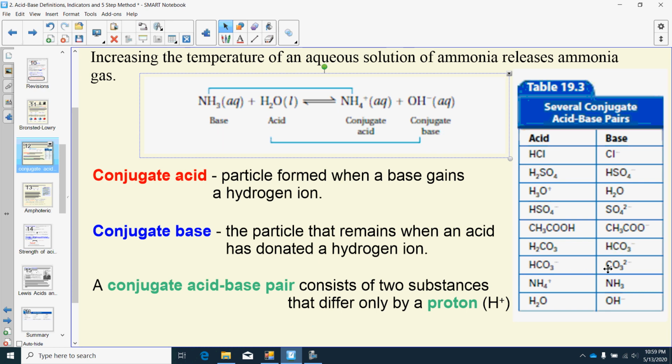Take a look at the charges as well. HCO3 is negative, CO3 is negative 2. Why? Because it's lost an H, so it gets more negative. So some things to think about.